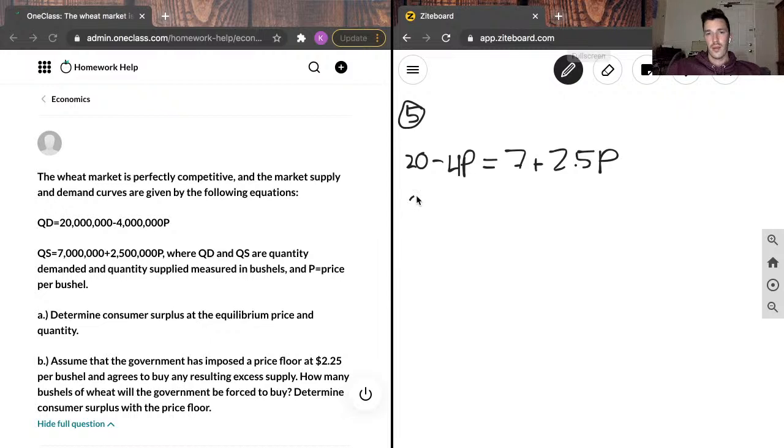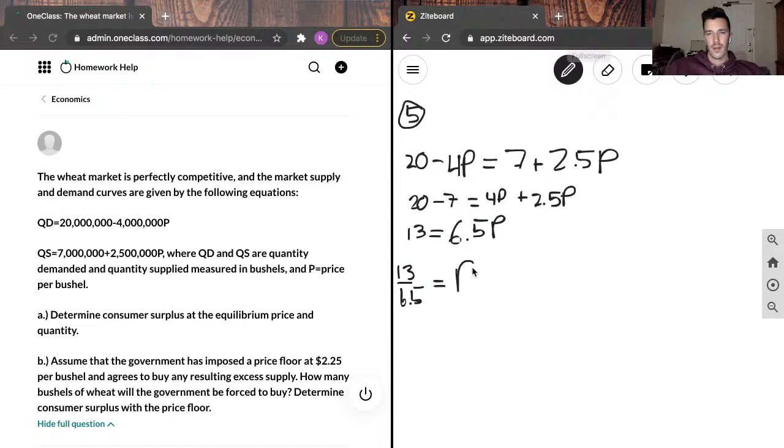We can group like terms, so 20 million minus 7 million is going to equal 4P plus 2.5P. 20 minus 7 is 13, and 4P plus 2.5P is 6.5P. 13 over 6.5 is going to equal our price. And so our P star is going to be 2. Our equilibrium price is 2.